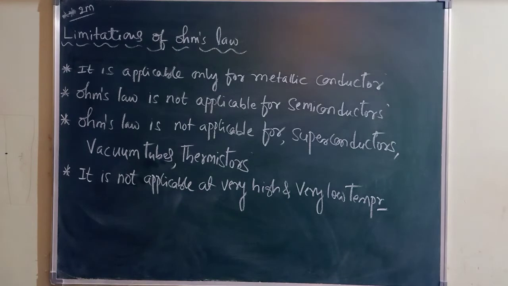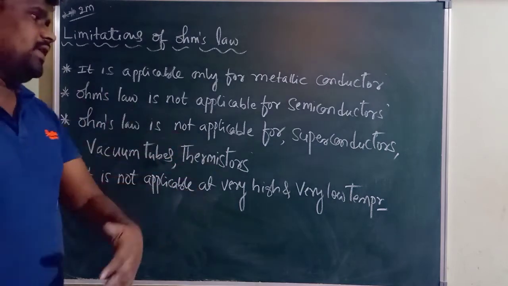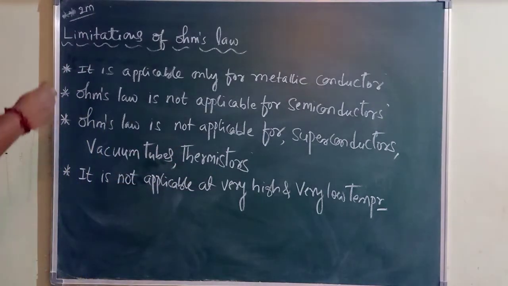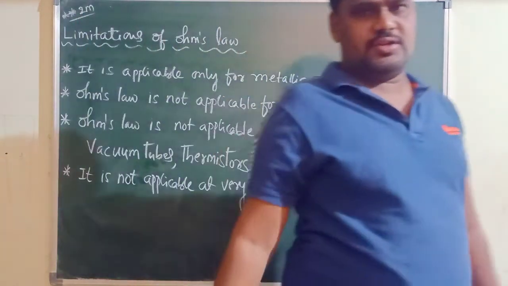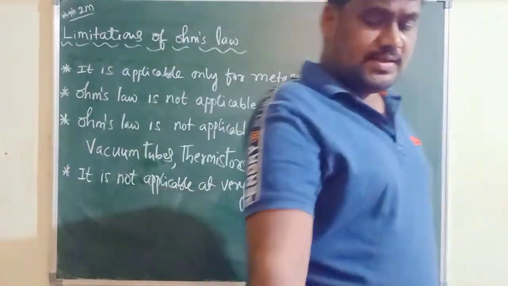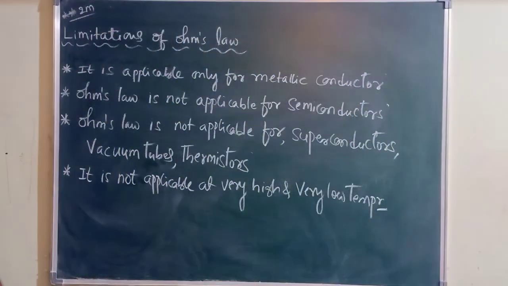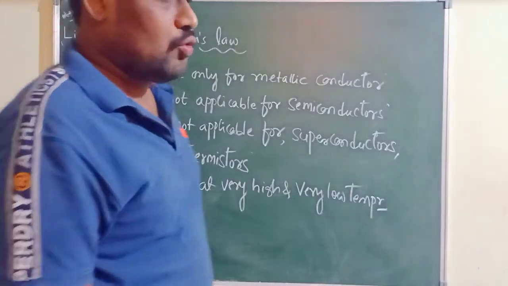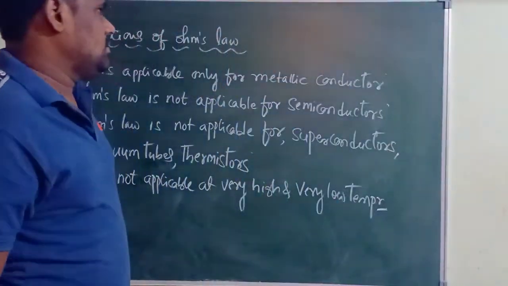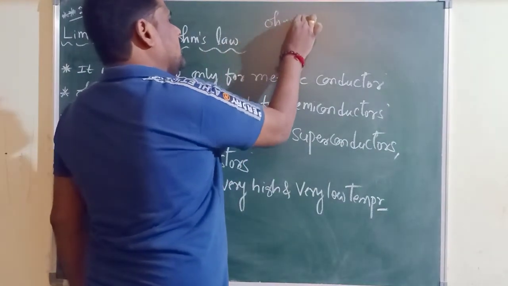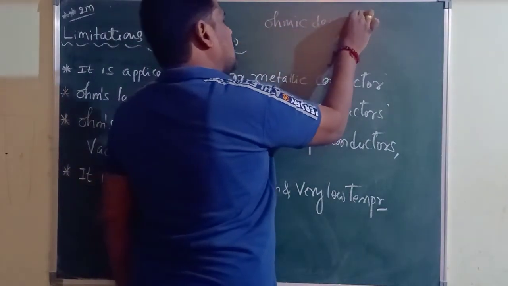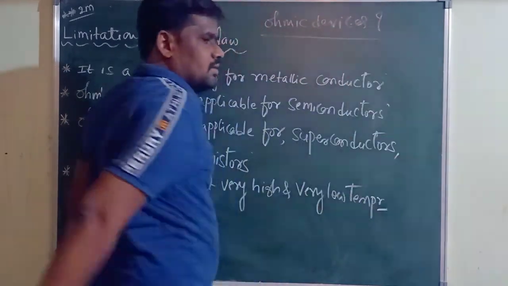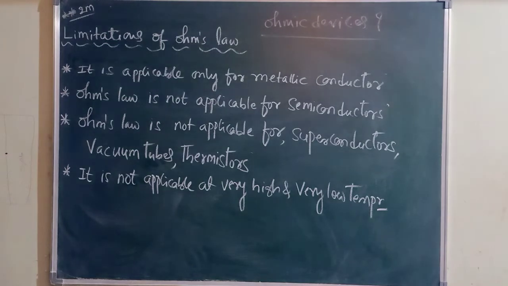We are going to discuss semiconductors in the upcoming lesson. And Ohm's law is also not applicable for superconductors, vacuum tubes and thermistors. These all come under the limitations of Ohm's law. Then, as I said, what are ohmic devices and non-ohmic devices? Try to give the definition. What are ohmic devices? The devices for which Ohm's law is applicable.